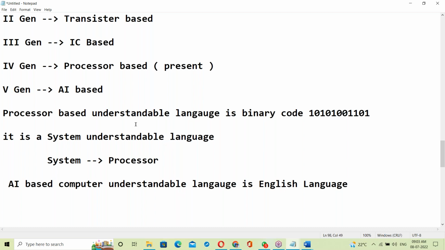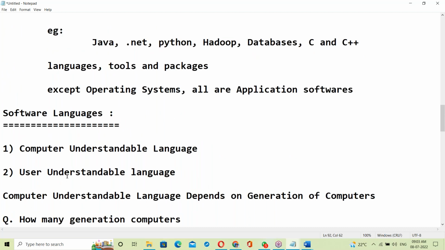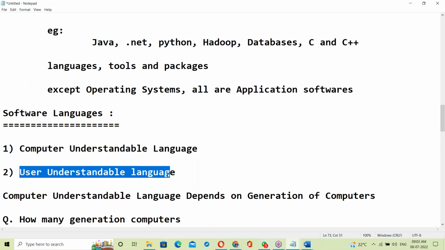So these are different generations of language. The present generation is processor based. So the computer understandable language in zeros and ones format is called low level language. The English that users understand is called high level language.